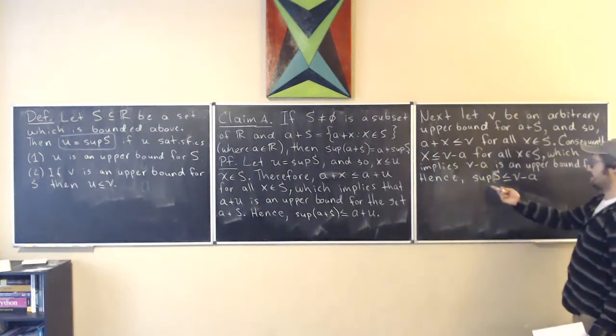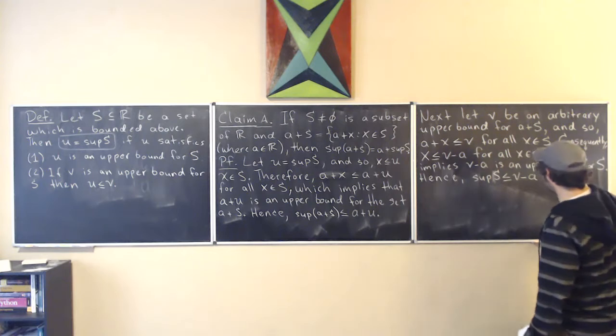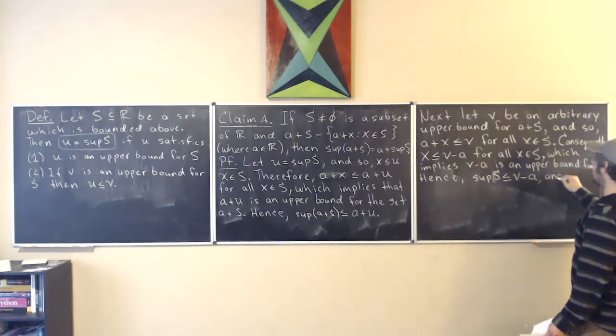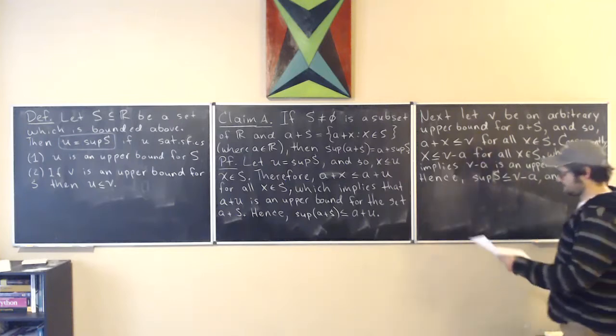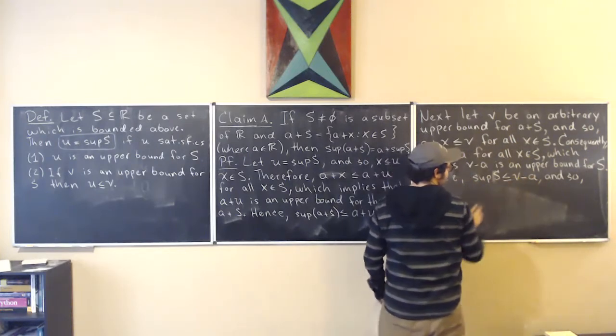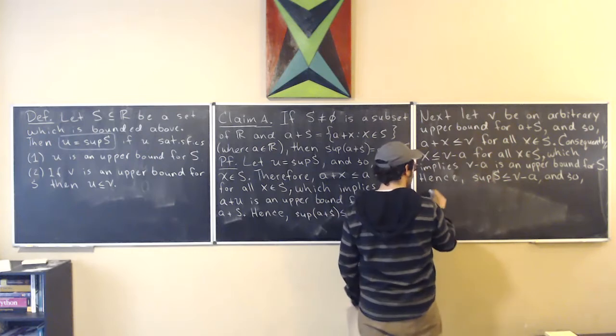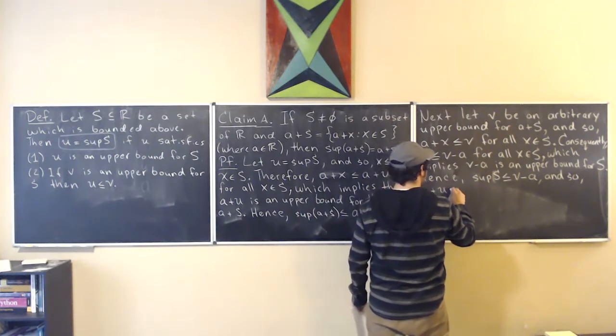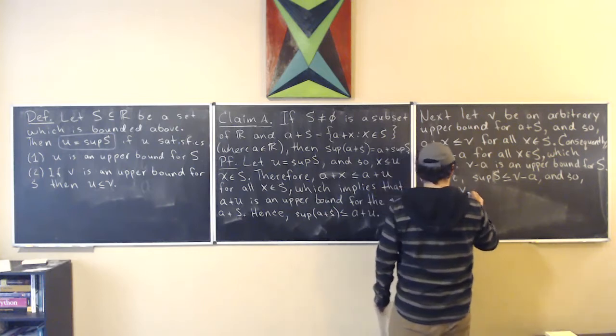Since we've let U be the supremum of S, if we add A to both sides of this equation and replace S by U, we get A plus U is at most V.